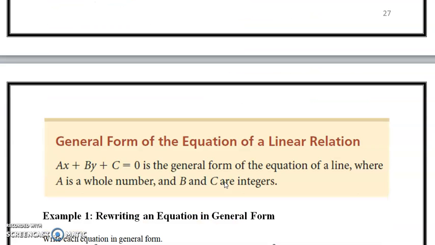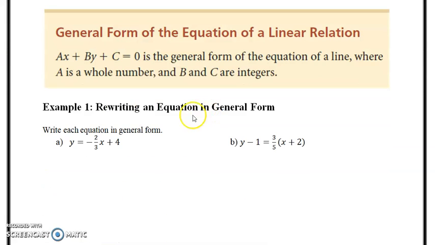So the general form, Ax plus By plus C is equal to 0, is the general form of the equation of a line where A is a whole number. So A is going to be either 0 or usually 1, 2, 3, 4. If it's negative, we'll divide through by the negative. And B and C are integers. So let's take a look, and we're going to write each of these equations in general form.